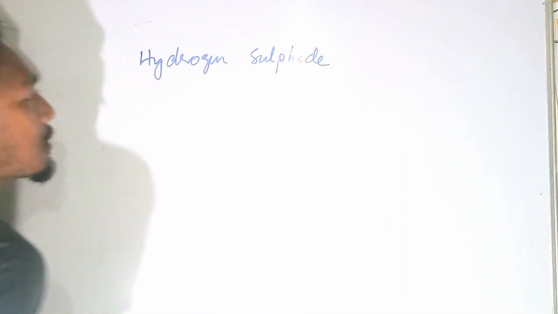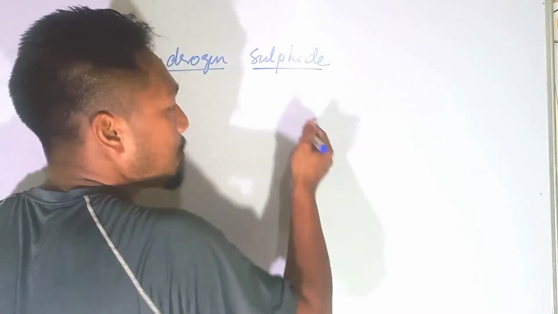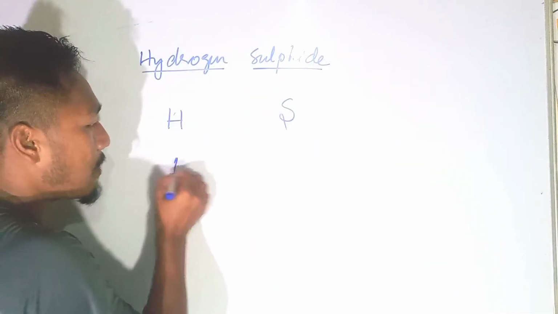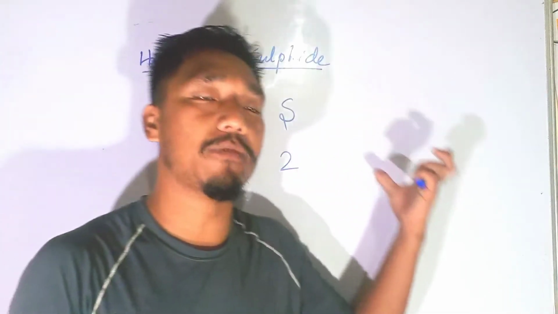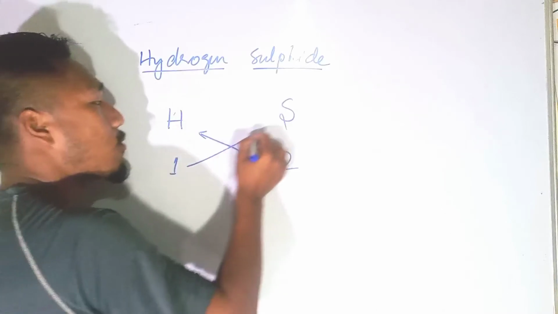If I want to write hydrogen sulfide, we know that hydrogen is represented by H and sulfide is represented by S. The valency of hydrogen is 1 and the valency of sulfur is 2. Then I will cross the valencies.